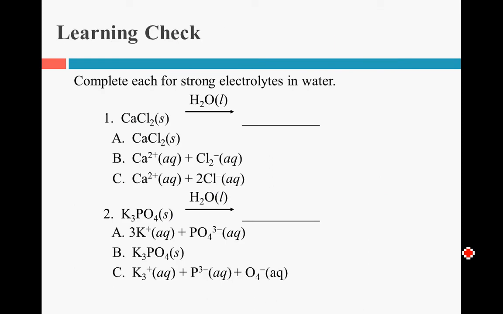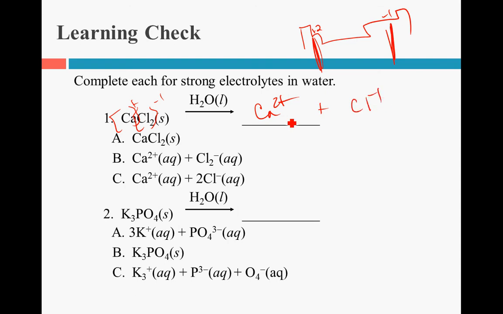So if we take a look at how things split apart, we separate the positives from the negatives and figure out what the charge is. You figure out the charge by looking at the periodic table. You know that calcium is a +2 because it's in this row. You know that chlorine's a -1 because it's in this row. So that means when we break it apart, it's going to be Ca2+ and Cl-, with an aq saying that it's dissolved in water.